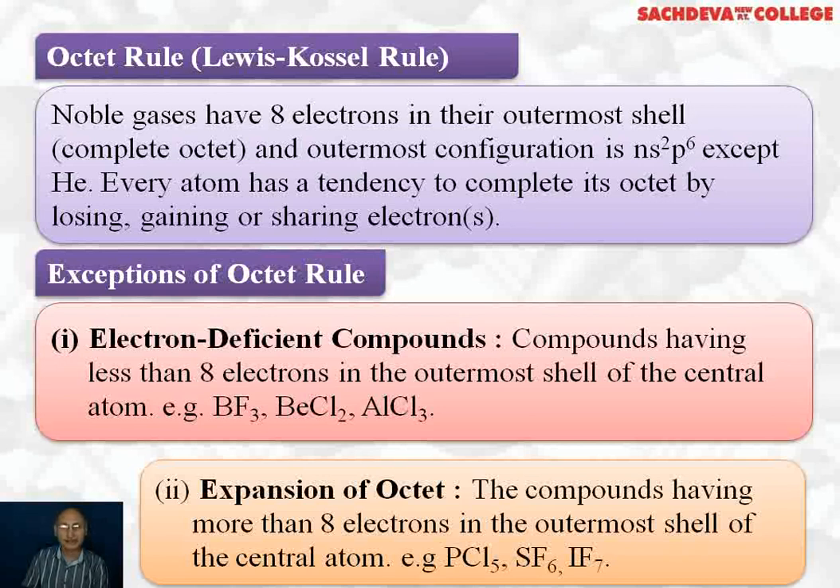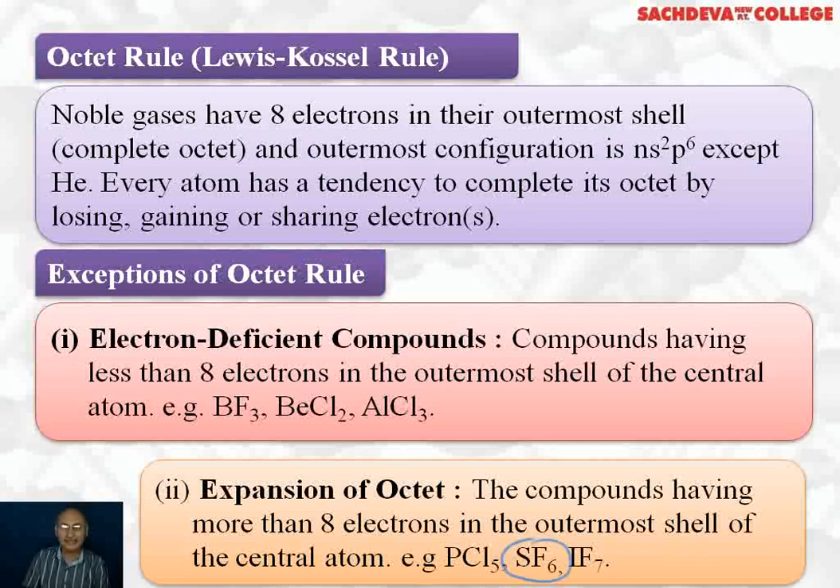For example, in PCl5, phosphorus has 5 valence electrons, and it is sharing 5 electrons with 5 chlorine atoms. So total electrons become 10 after sharing, which is more than octet. That's why we call it superoctet.